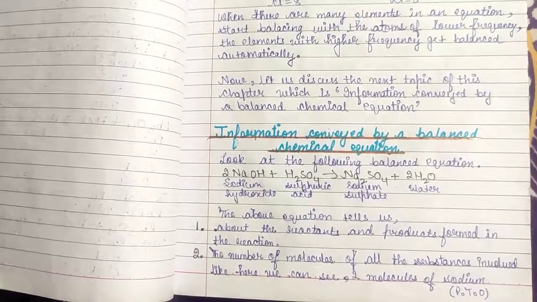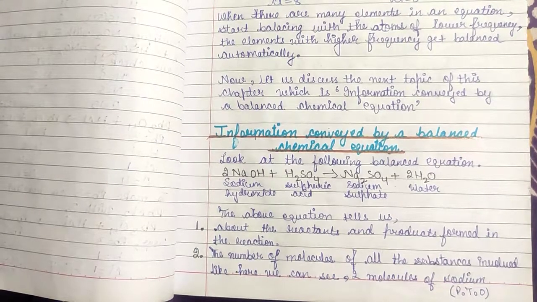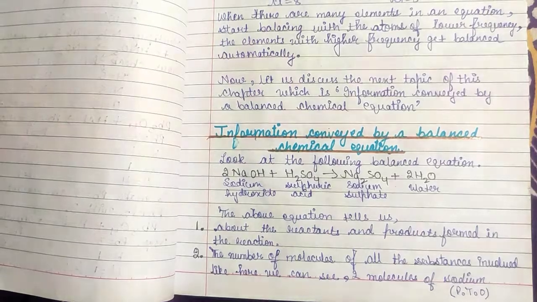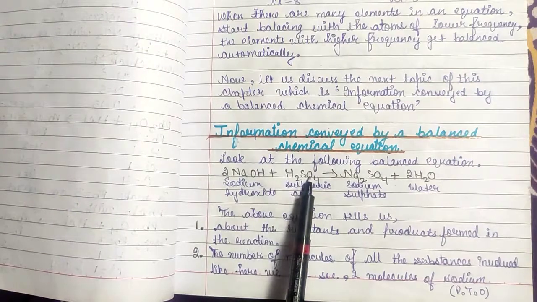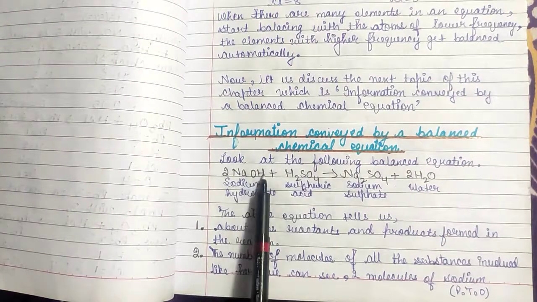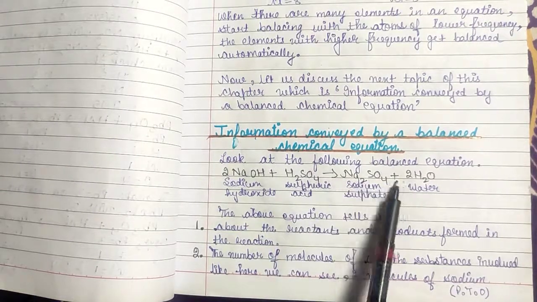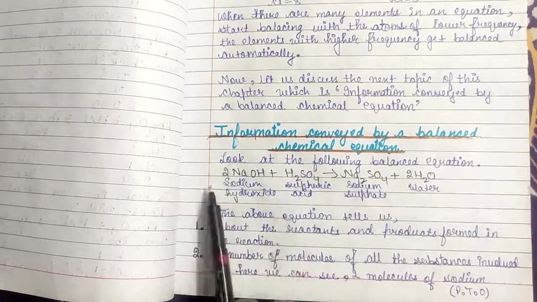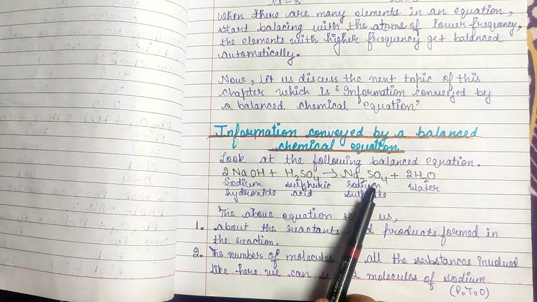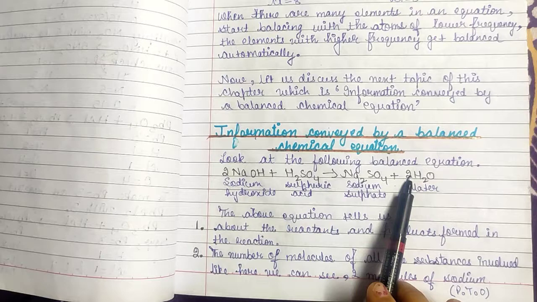Now we will discuss the next topic of this chapter, which is information conveyed by a balanced chemical equation. Firstly, look at the following balanced equation: 2NaOH plus H2SO4, that is sodium hydroxide, on reacting with sulfuric acid will give sodium sulfate, that is Na2SO4, plus water, that is 2H2O. It is a balanced equation. So what this equation tells us, first, is about the reactants and products formed in the reaction.